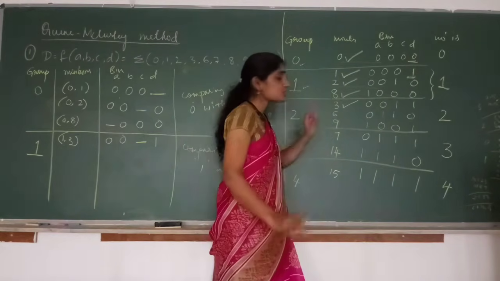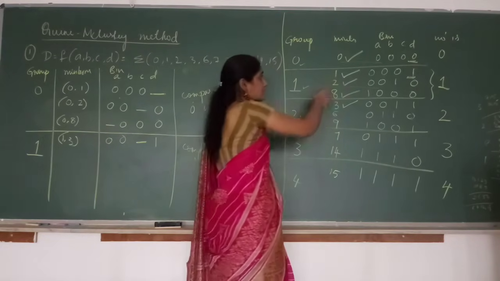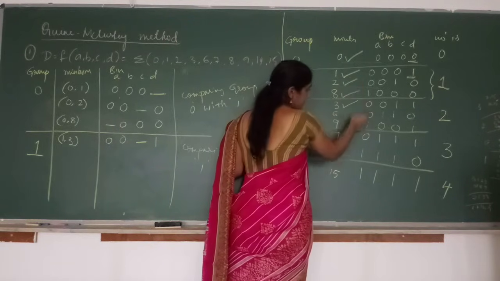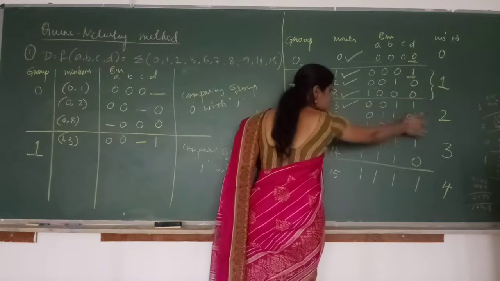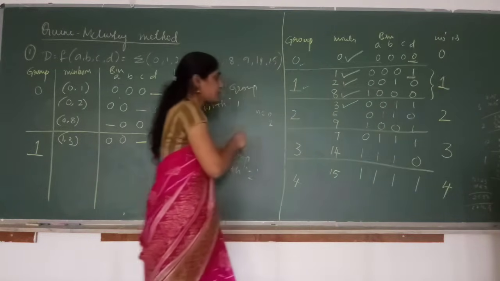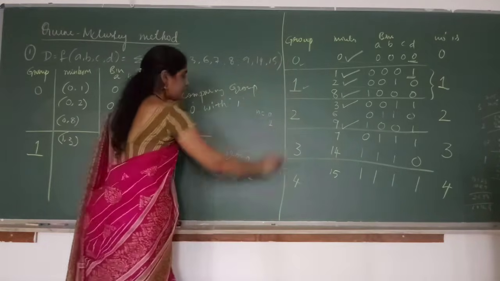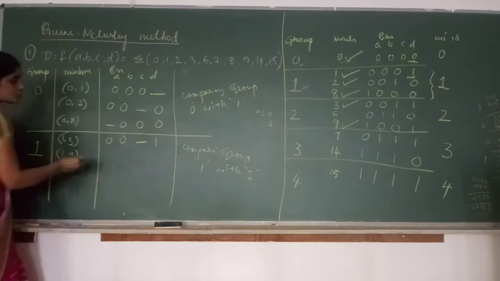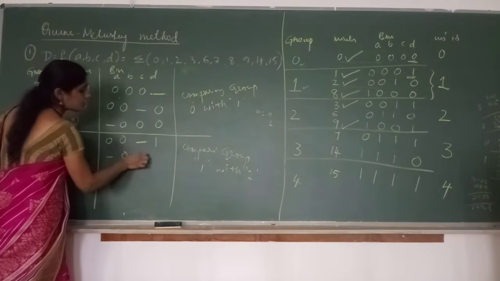And I don't tick 6 also. Tick 1, I will not tick 6, correct? Compare 1 with 9. If you compare 1 with 9, A is different, B is same, C is same, D is same. Now only A is different. So I group 1 and 9. 1 is already ticked, I will tick 9. So next grouping is 1 with 9. So what do you get? 1 with 9 gives dash 0 0 1.